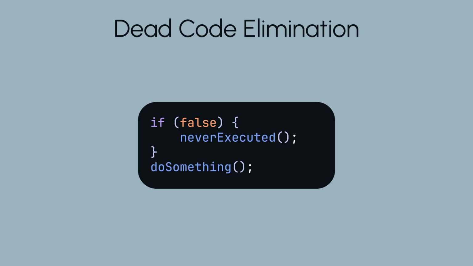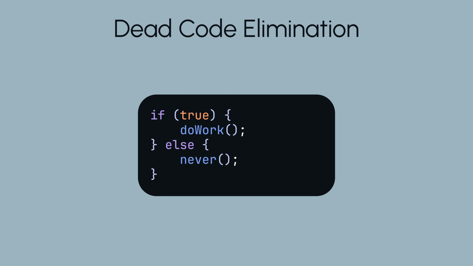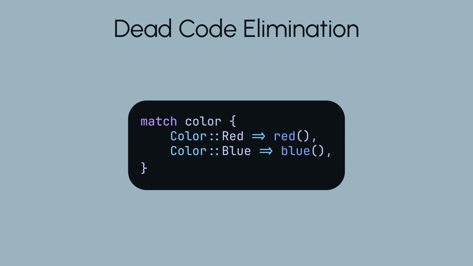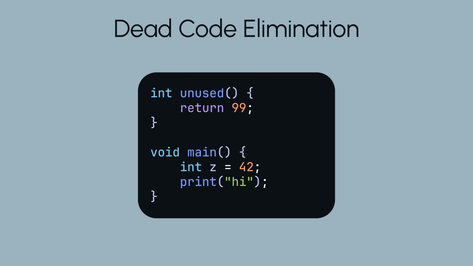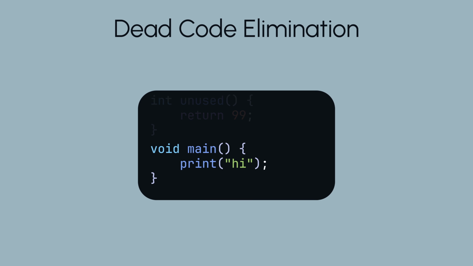The clearest cases are branches that can't be taken. If false means we can drop the whole block. If true means we can keep the body but drop the condition and the else block. Or unreachable arms in the pattern match. Or comparisons that are already decidable at compile time because of the types. Variables that are written but never read can be removed, and functions that are never called can be dropped entirely.